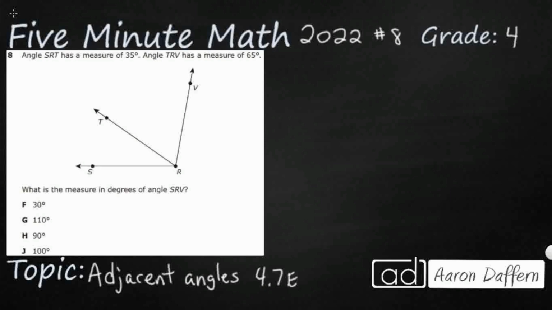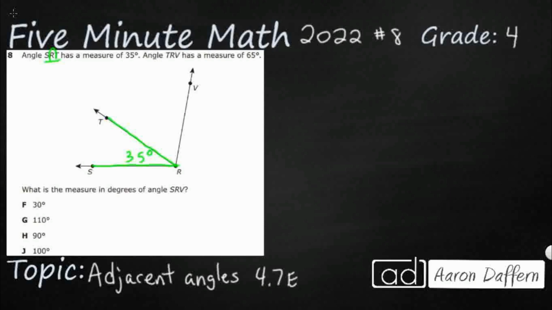So we've got angle SRT, all right? When we read these, always look at that middle letter, which is going to be your vertex. So angle SRT, I'm going to go here to my vertex of R, and then back up to T right there. Okay, so that's the first one. It has a measure of 35 degrees. Angle TRV has a measure of 65 degrees.